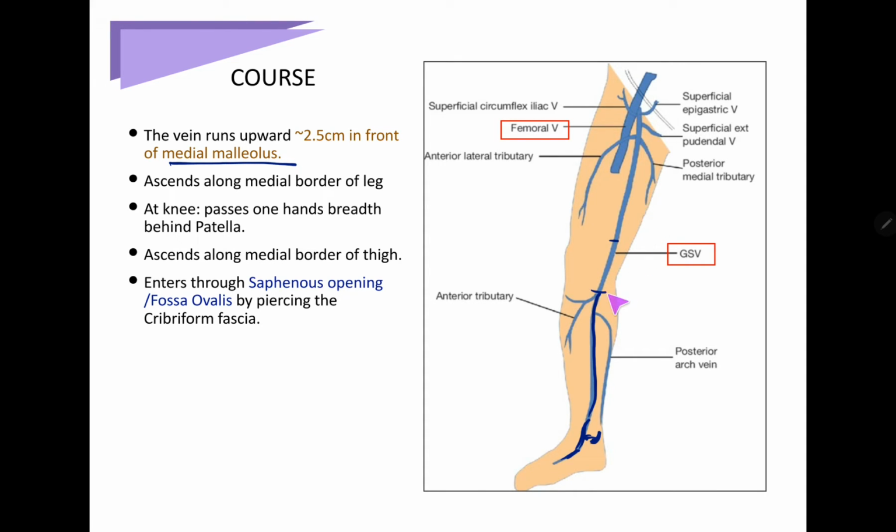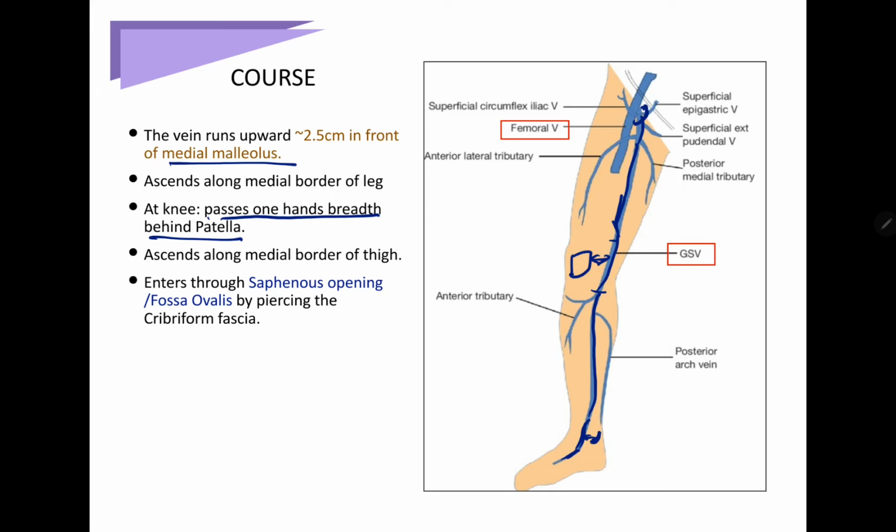Once it reaches the knee, it passes a bit posteriorly, or you could say in the posterior-medial aspect of the knee. More accurately, it passes around 1 hand's breadth behind the patella. So if you palpate your patella over here, around 1 hand's breadth posterior to it would be the approximate location of the Great Saphenous Vein. Then as it ascends in the thigh, it again comes back into the anteromedial aspect of the thigh, okay, and then ascends upwards. It finally reaches the Saphenous Opening.